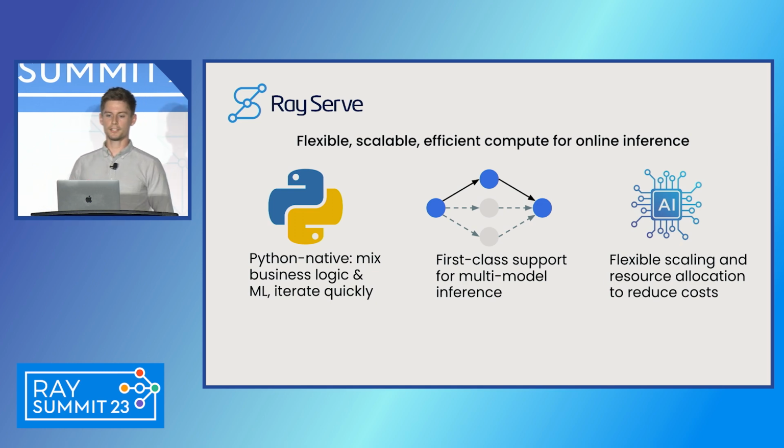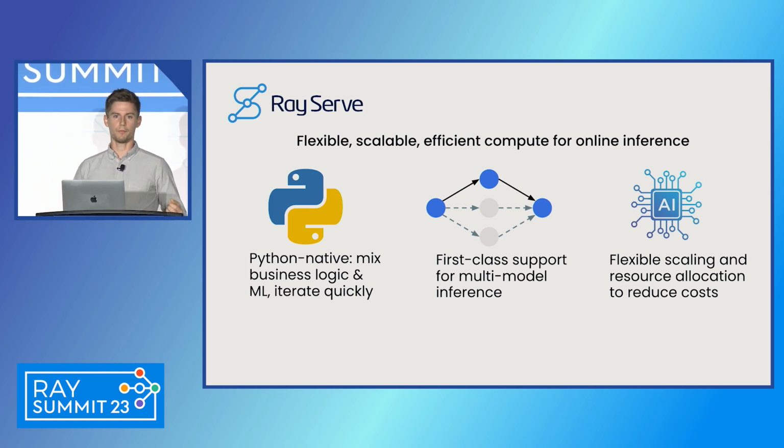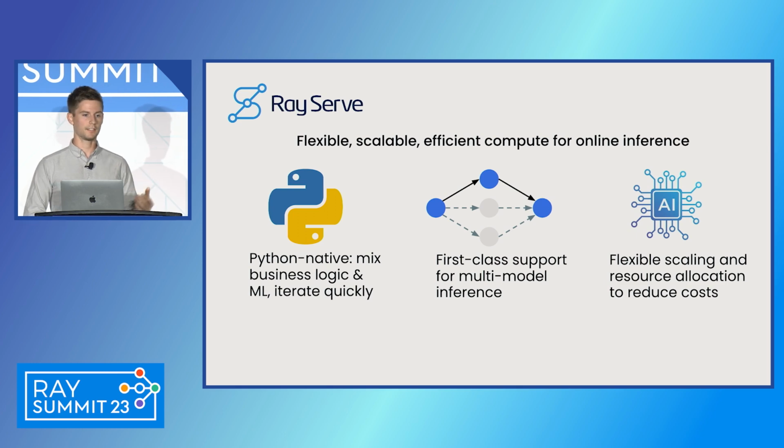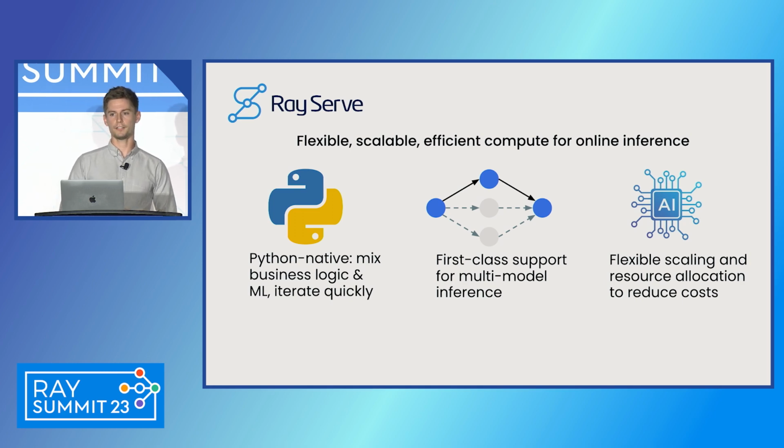We also have first-class support for multi-model inference. This includes model composition, running many different independent models on the same hardware, and even use cases like model multiplexing, where you might have tens, hundreds, thousands, even tens of thousands of models that you want to run on a small amount of hardware. And overall, because RayServe is built on top of Ray, it supports flexible scaling and resource allocation, which is crucial for reducing costs, especially as the cost of hardware like GPUs rises.